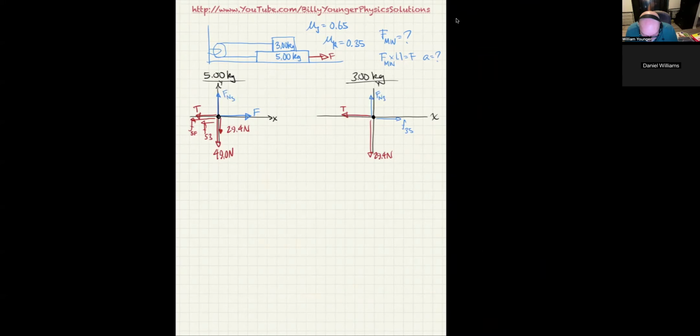I've got the normal force up, that's the force from the 5. I've got the friction force from the 5. I've got the tension there. I don't see anything else that could be bothering it. No, I think that's it. Do you see anything, Daniel, that I might be missing?